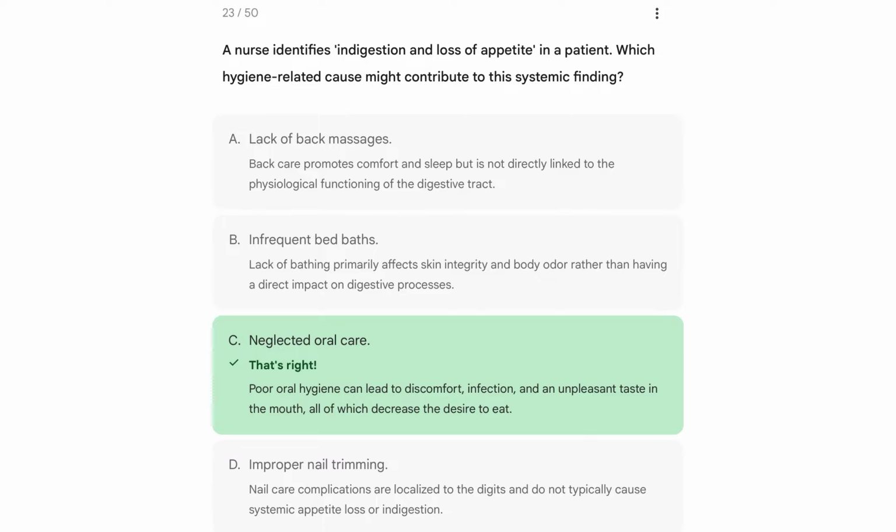And coming to the infrequent bed bath, see, if you are doing infrequent bed baths, there is a problem in skin care. So, a skin problem would occur, not a systemic problem. Are you understanding? Next one is improper nail trimming. If they have not done the trimming correctly, then would they get indigestion, right? So, if they are having a nail care problem, they can be fed by someone else.